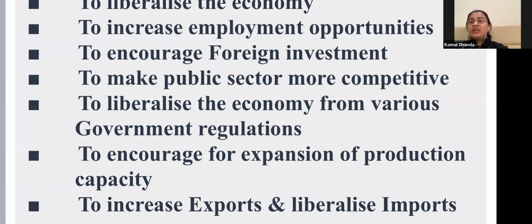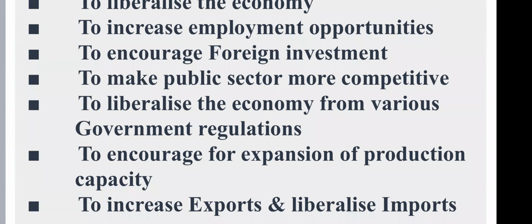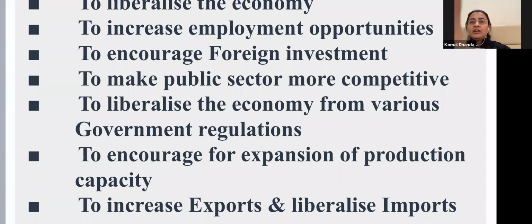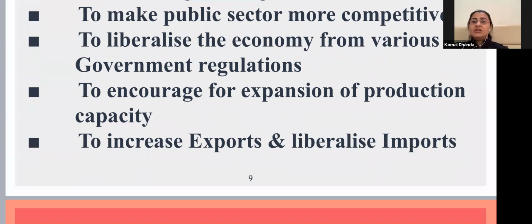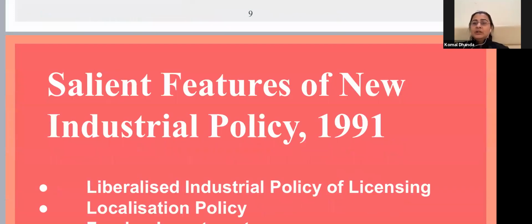Then to encourage expansion of production capacity. If a plant has a capacity of 1000 and it is producing just 100 units per hour, down the line it will become a sick unit, because it is not producing at full capacity. So there was a need to encourage the use of production capacity, and then to increase exports and liberalize imports, right? So these were some of the objectives.